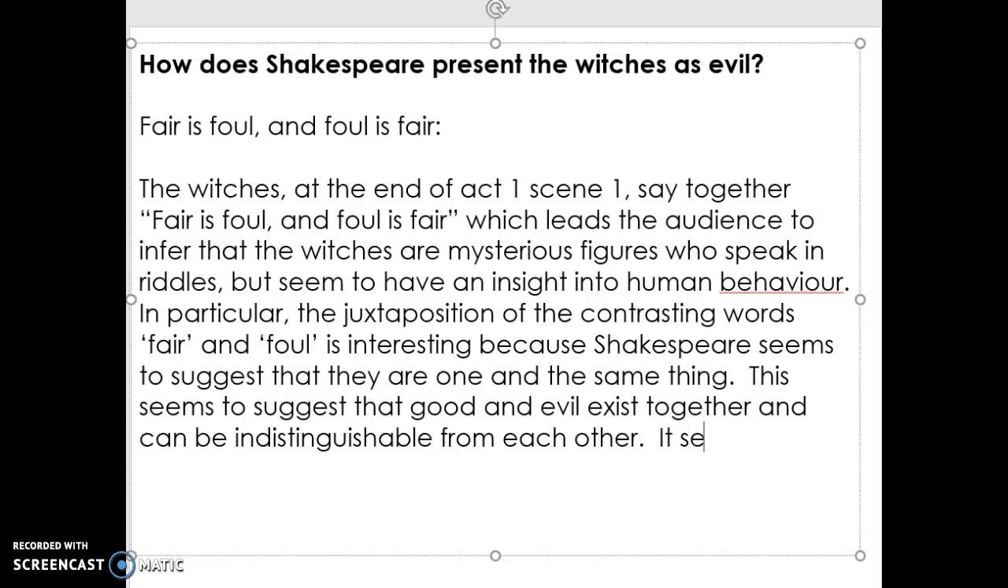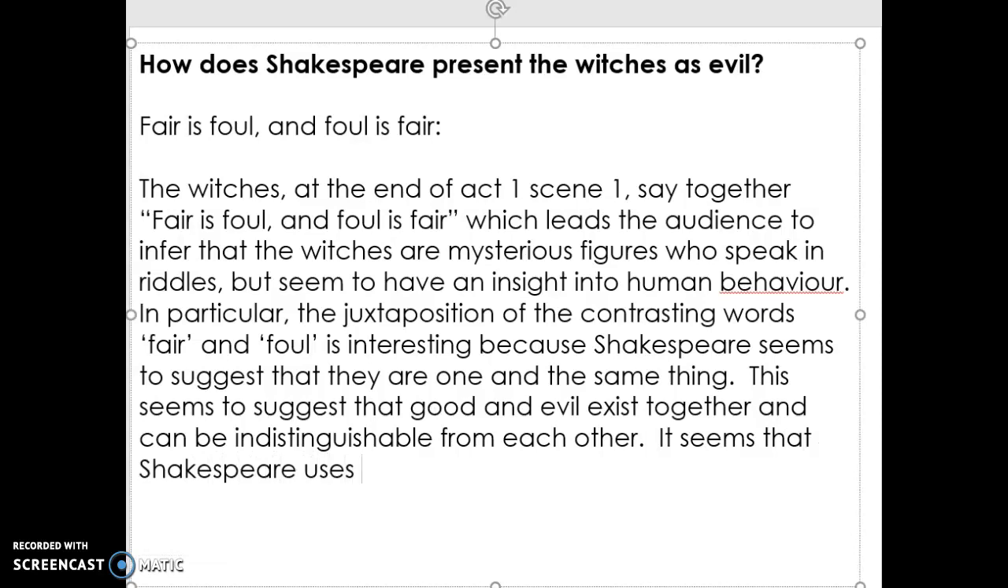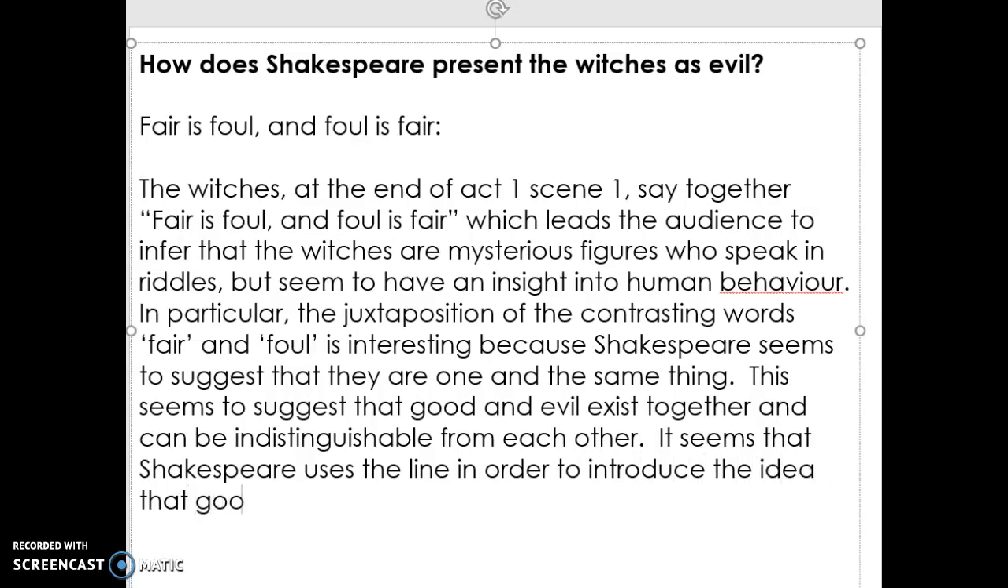So it seems that Shakespeare uses this line in order to introduce, because it's at the beginning of the play, isn't it, the idea that good and evil coexist within human nature. So although this isn't clear at this moment, this will become a big theme later. And obviously the nature of evil will become interesting.